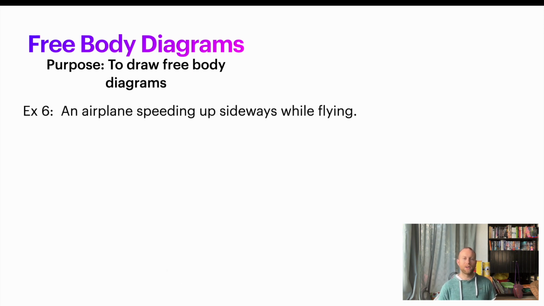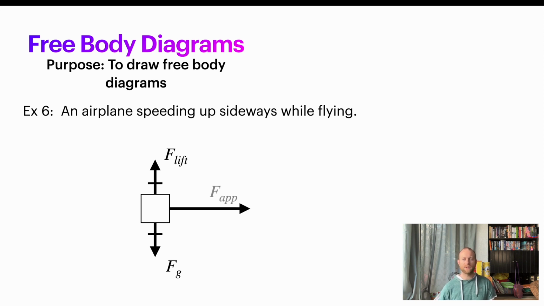Another example here, we've got an airplane speeding up, so it's getting faster. We have acceleration. That tells you your forces have to be unbalanced. And it's speeding up sideways while flying. So here's our box. We've got some forces here, force of gravity. We're going to have an upwards force, which is F lift. So lift force whenever we're dealing with something flying. So we have a bigger force going sideways, and a slower force. Let's call this one air friction. And then that's going to be your free body diagram for this one.